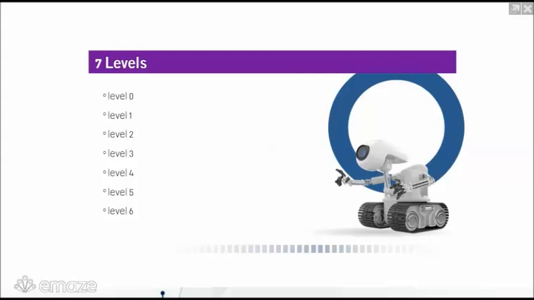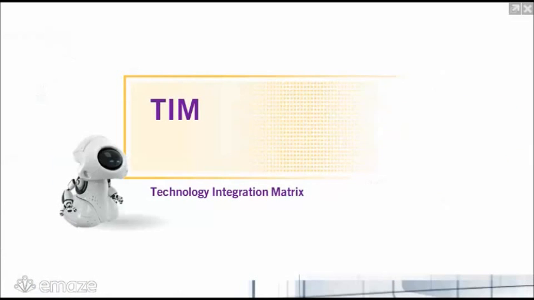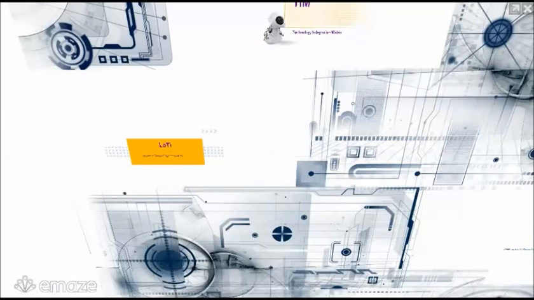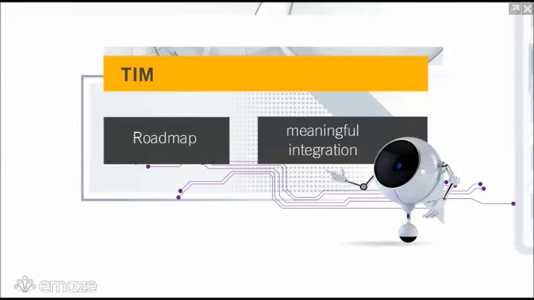The fourth model is the technology integration matrix. This model is a roadmap for how to use technology to enhance learning. So it guides you on how to effectively integrate technology to enhance learning, and it evaluates the levels of technology integration so that you can integrate technology in a meaningful way.